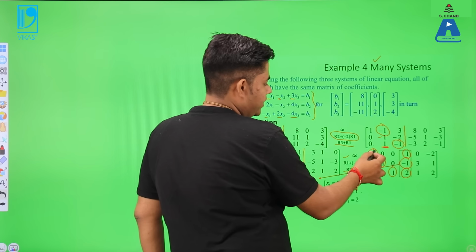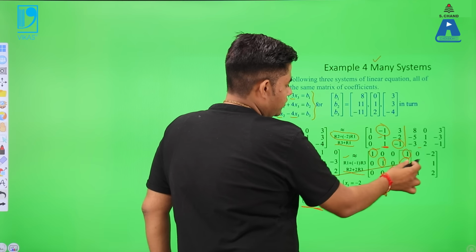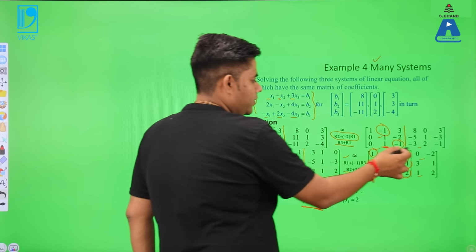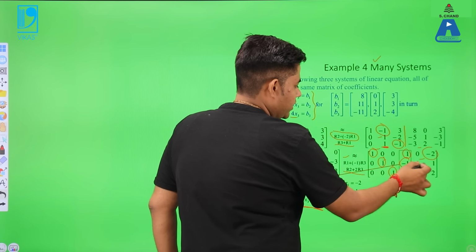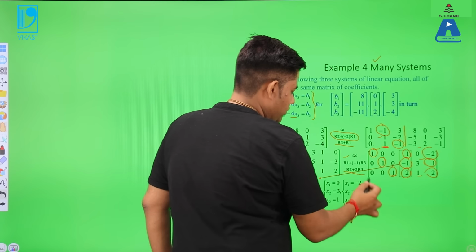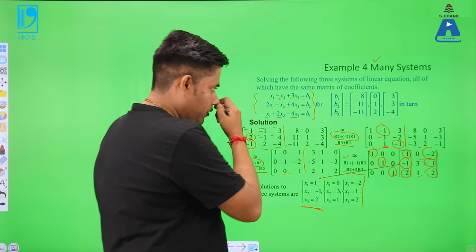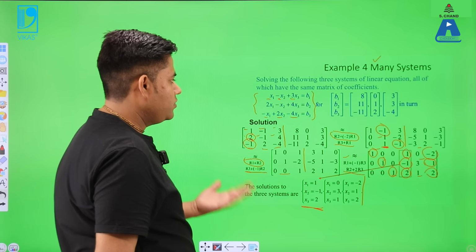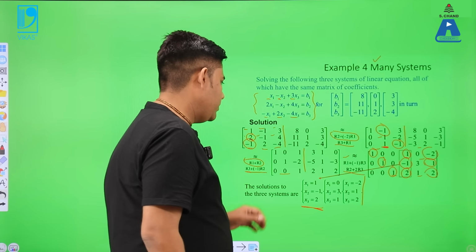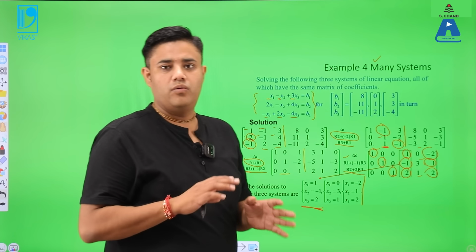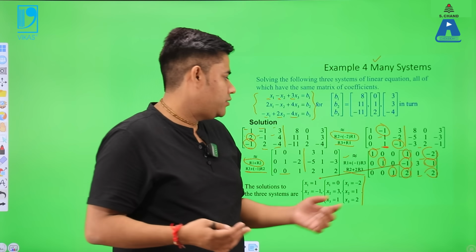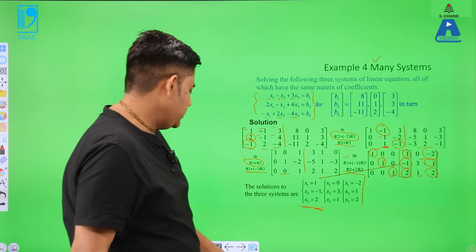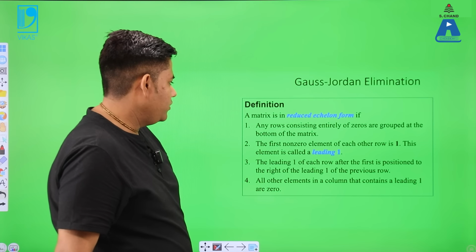The second solution indicates that x1 is 0, x2 is 3 and x3 is 1. And the next set is x1 as minus 2, x2 as 1 and x3 as 2. So that means for many-solution equations also, this method is applicable, and the method is to apply the row operations in order to get those elements as 0 and find the final answer as the solution.